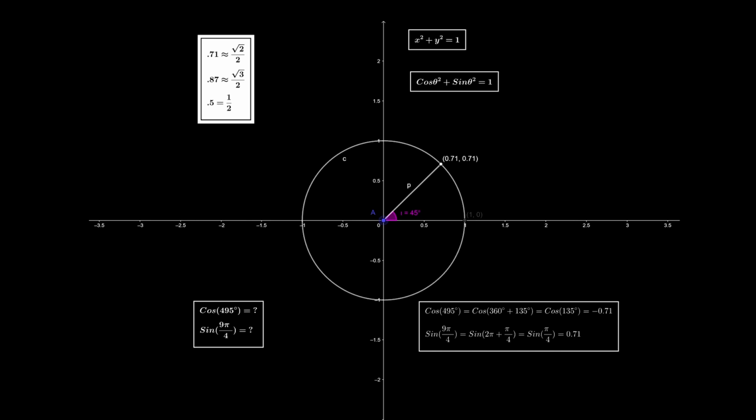And in the same way, we show that sine of 9 pi over 4 is equal to sine of 2 pi plus pi over 4. So therefore, sine of 9 pi over 4 is equal to sine of pi over 4. And we can evaluate that to being 0.71, or square root of 2 over 2.